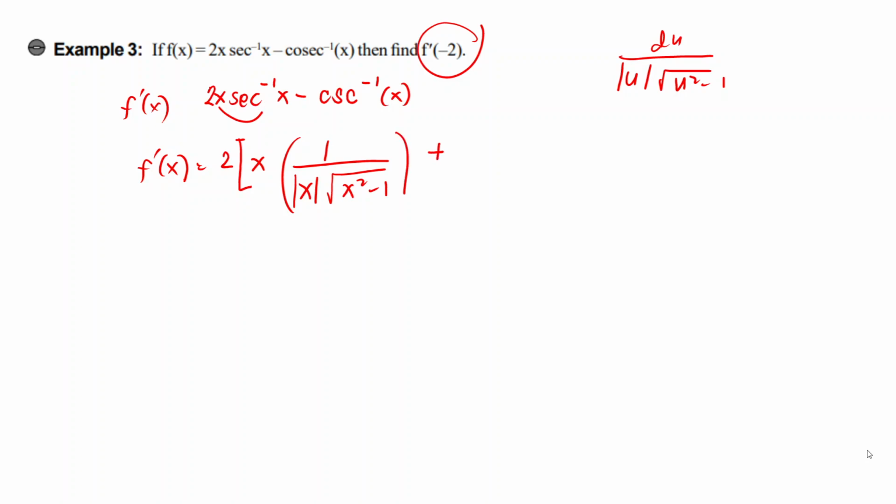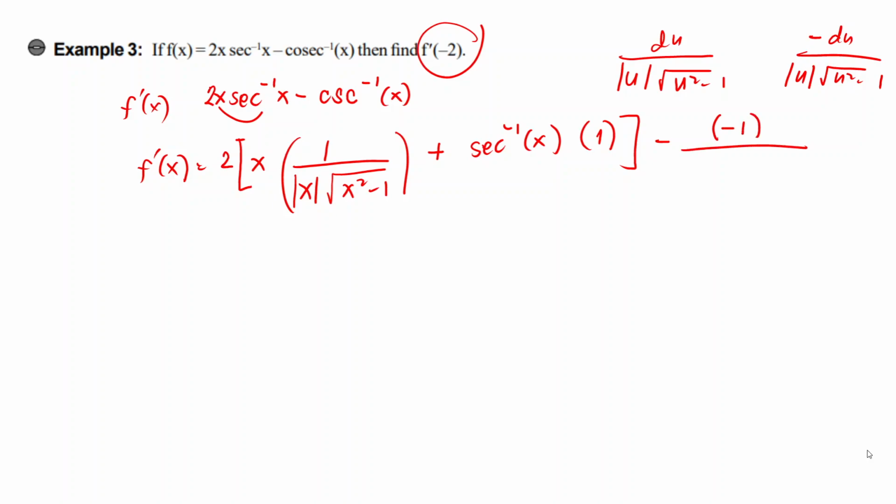Plus, ang i-derive naman natin si x secant negative 1 x. Derivative of x is 1. Okay. Minus, anong derivative ng cosecant naman? Ang cosecant is negative du absolute value of u squared minus 1. Ayan. So, parehas lang pero negative naman to. So, this would be negative 1 x squared minus 1. Okay? So, ayusin natin.